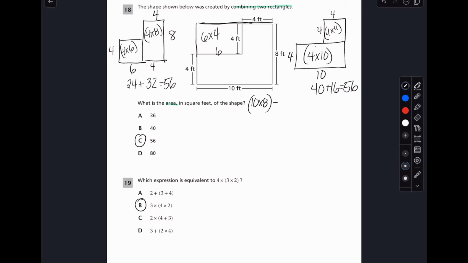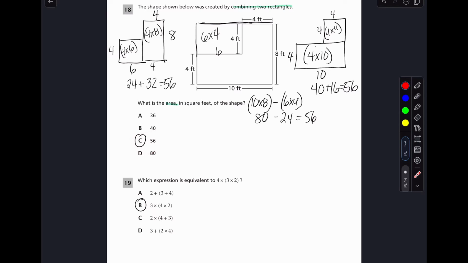So they would do 10 times 8, which is 80, minus 6 times 4, which is 24, and they'll still get 56. I used to call this strategy the missing piece, where you had to figure out what the missing piece is, and that can also work. So you can decompose or you can find the missing piece. Either way, pick the strategy that works for you. If one of these made the most sense, do that one. And that's how you get 56.